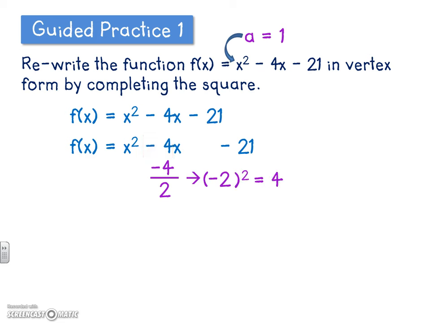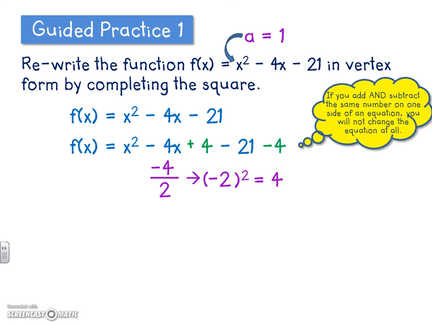Now again, normally I would take this 4 and add it to both sides of the equation, but we have a function, and on the other side is just an f of x. So I don't want to add 4 to f of x, just like I didn't want to add 21 to f of x. So I'll add 4 to the side, but instead of adding 4 to the other side, what I can do is subtract 4 from the same side. Interesting. Because if you add and subtract the same number on one side of an equation, you will not change the equation at all. It's like you're adding 0.